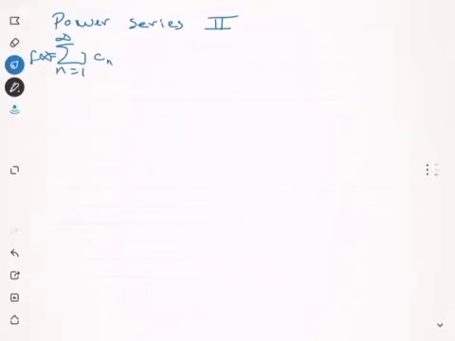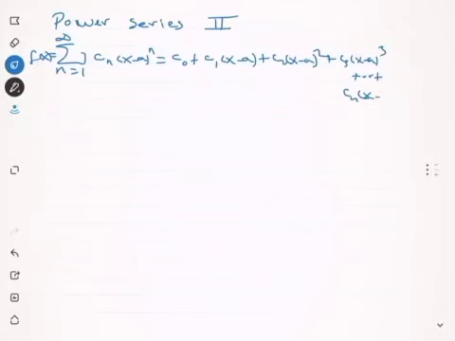So the series is Cn times x minus a raised to the n power. And if you write it down, you get c0 plus c1 x minus a plus c2 x minus a squared plus c3 x minus a raised to the third power plus blah blah blah plus cn x minus a raised to the n power plus blah blah blah.